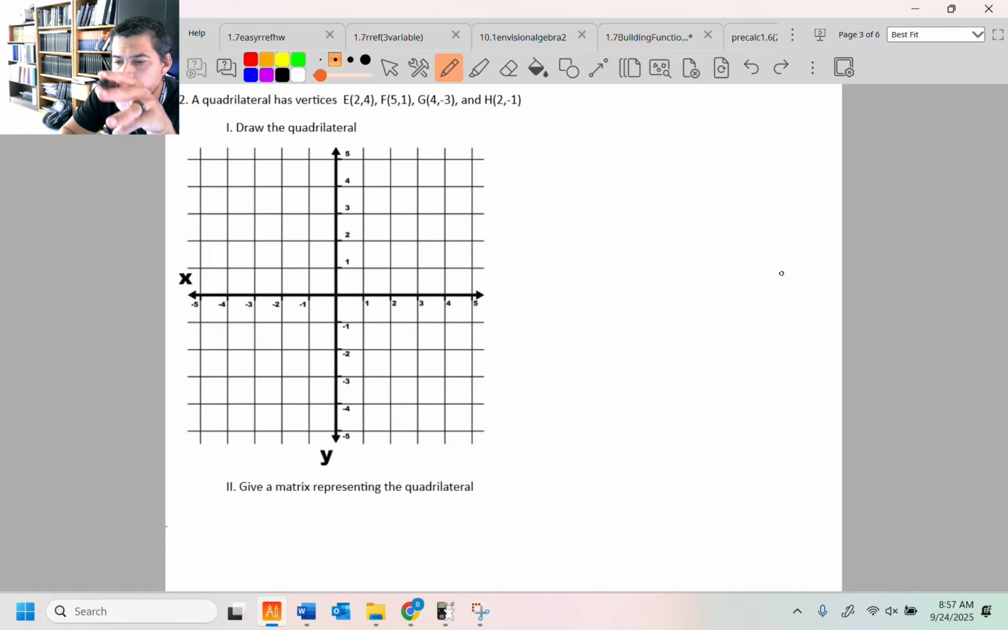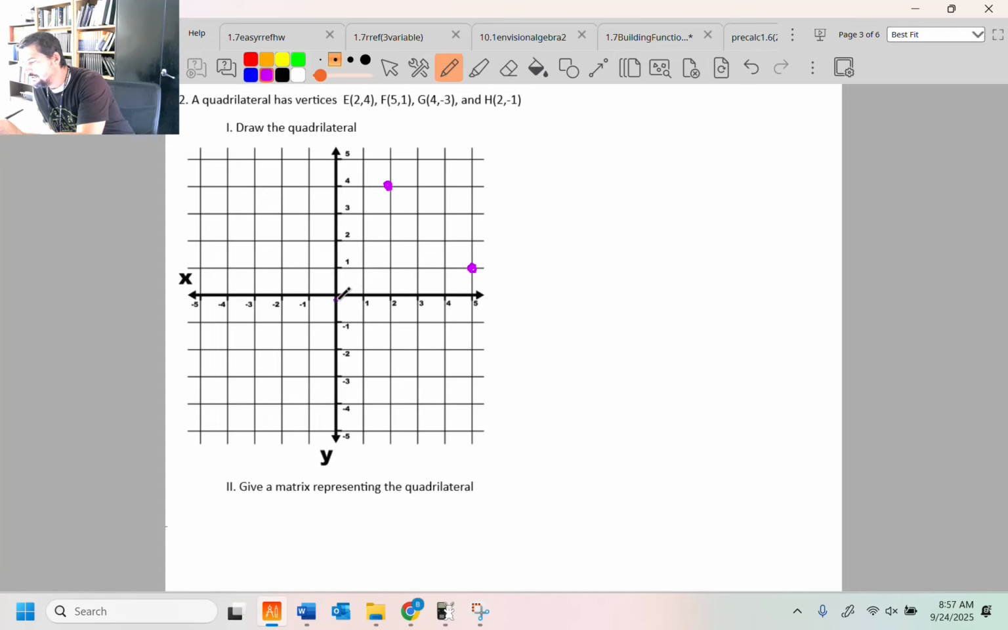Alright, so this mean old math teacher is going to do some of your work for you. Obviously, the first step here is to draw the quadrilateral. I say this sarcastically, but hopefully you can plot points. It is an issue.